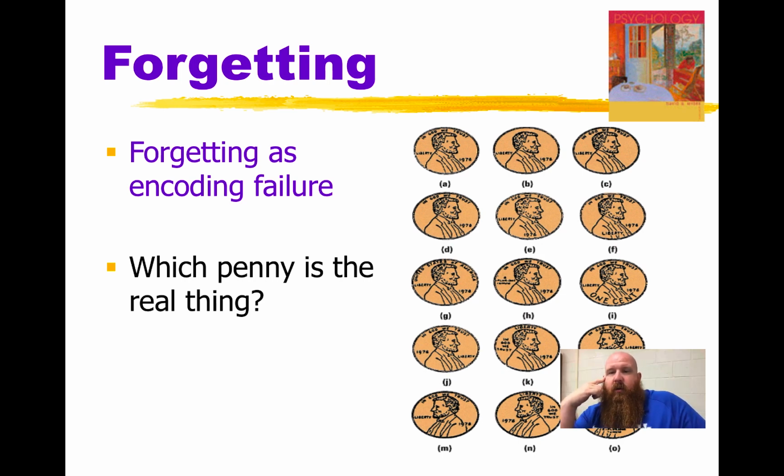And here's an example. You want to talk about things that are not important to be encoded. Which one of these pennies is the correct penny, without cheating? Which one is correct? It's that one right there. Right there. All right, now if you want to get it out and look, but this is an example of an encoding failure.